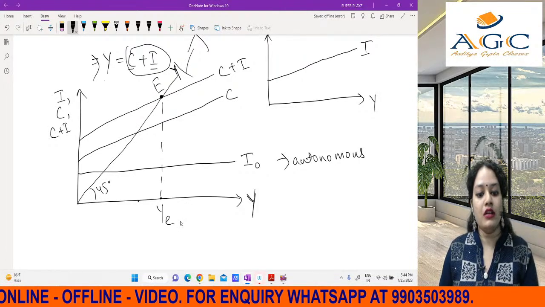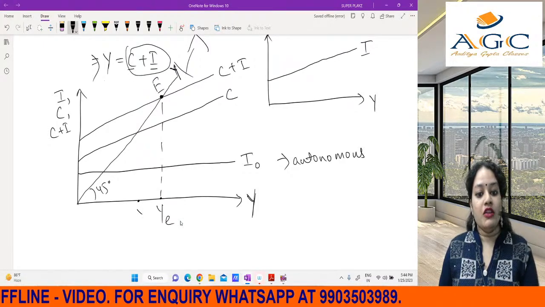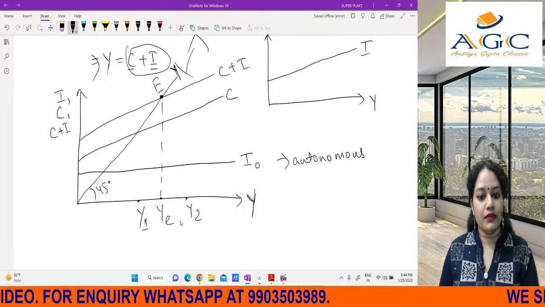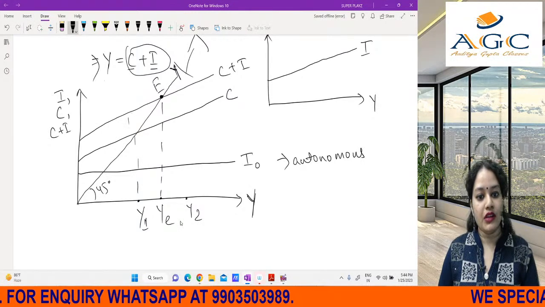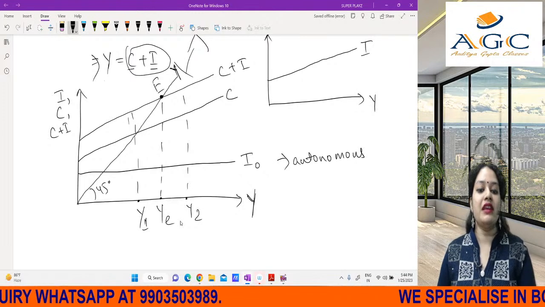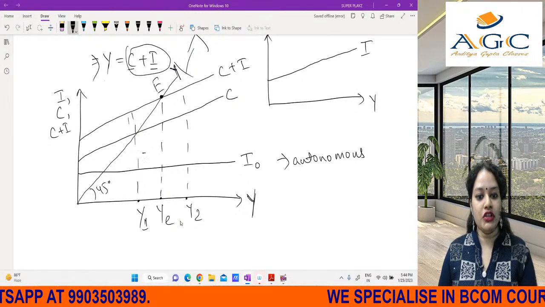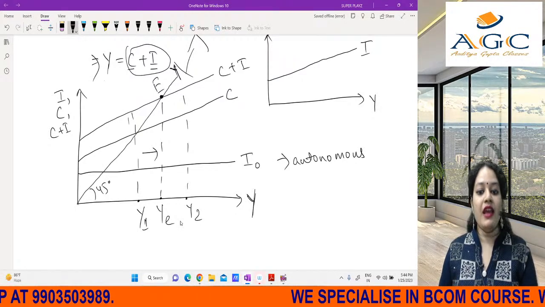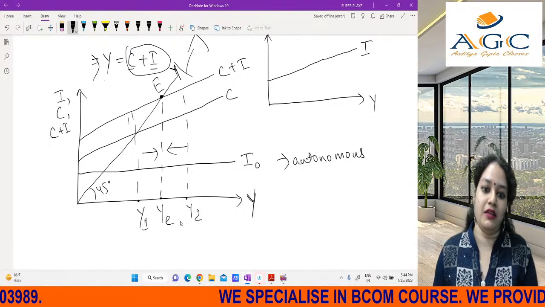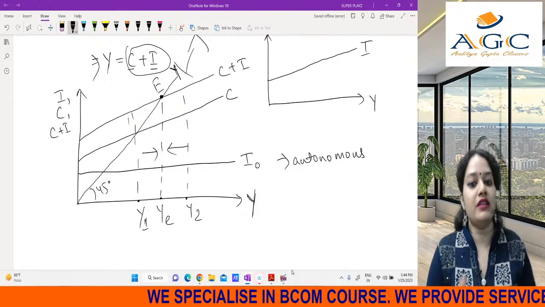Then you have to do what? I'm just doing the diagram and not explaining that part today. You have to write Y1 and Y2 and draw these lines upward. Now, if your income is Y1, then what do you have to do to push it towards YE? And if your income is Y2, what do you have to do to push it backwards to YE? So these are the two things you also have to explain, but we will do this in the next session.